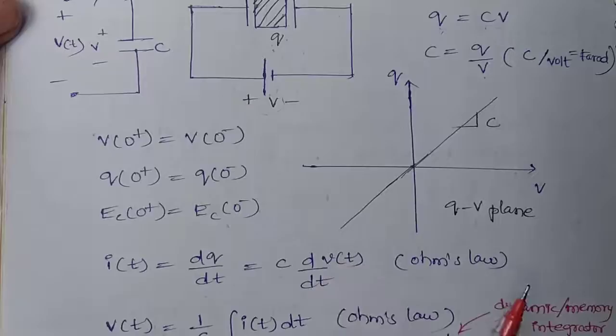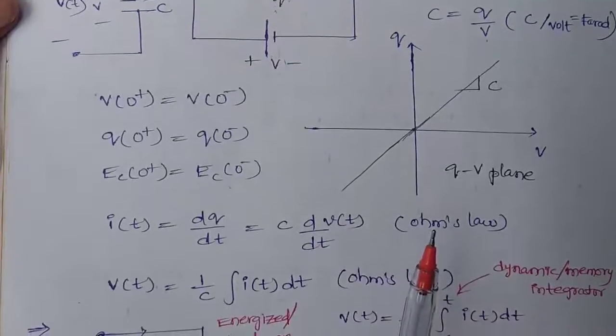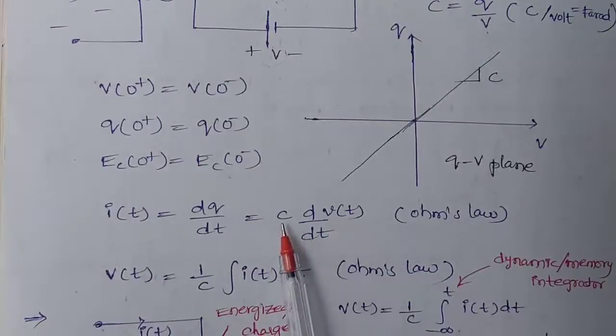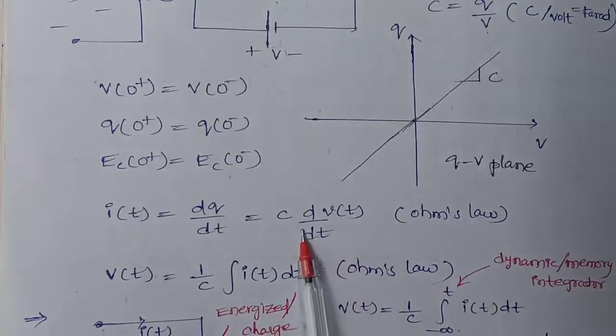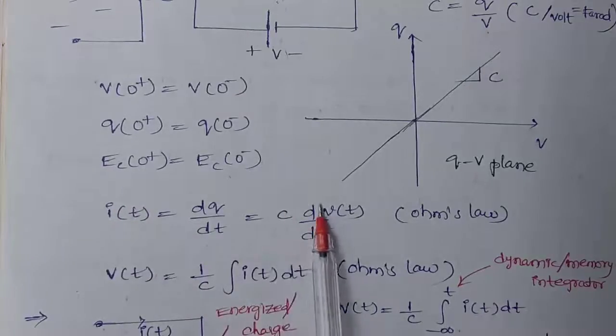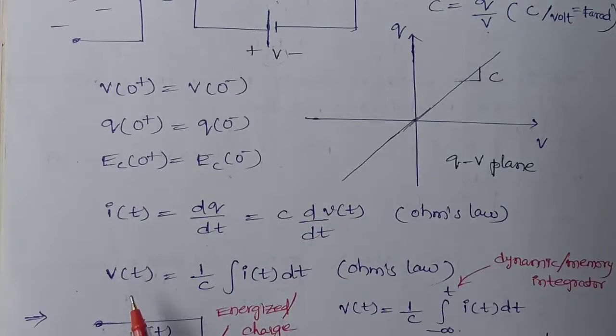Now if I want to find out the voltage, how we will find that? We need to shift this C and dt from this side to this side, and we need to apply integration on both sides to remove this differentiation. We will get V of t as 1 by C integration of i of t dt. Okay, this is the current expression of capacitor, and this is the voltage expression of capacitor. I think you have understood this.